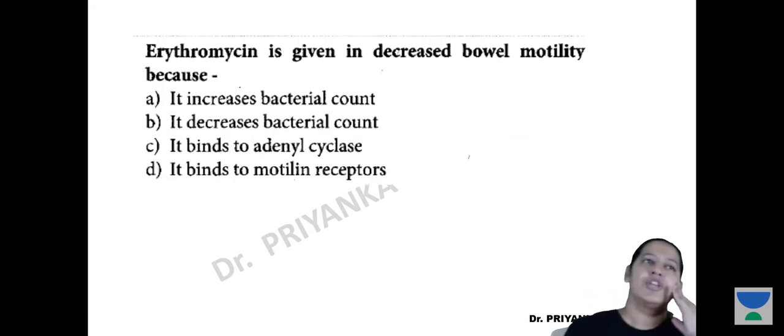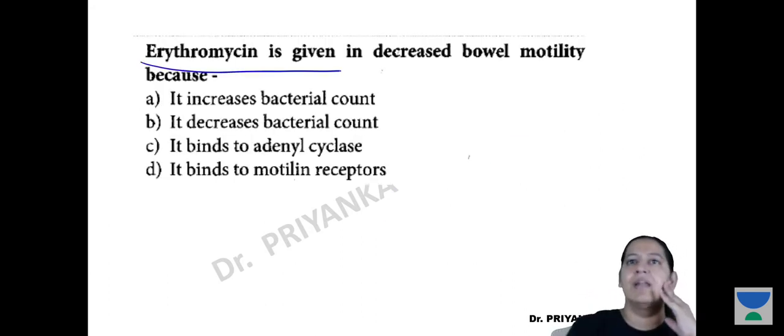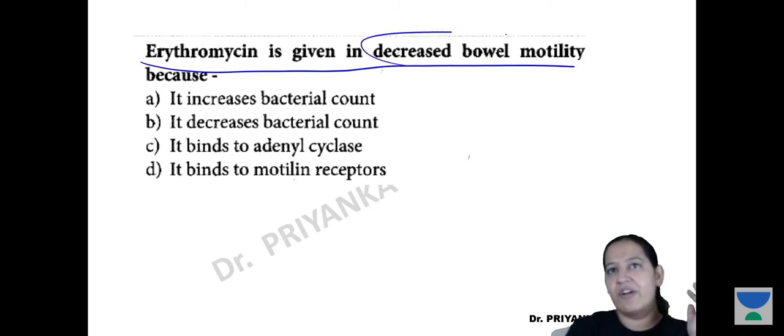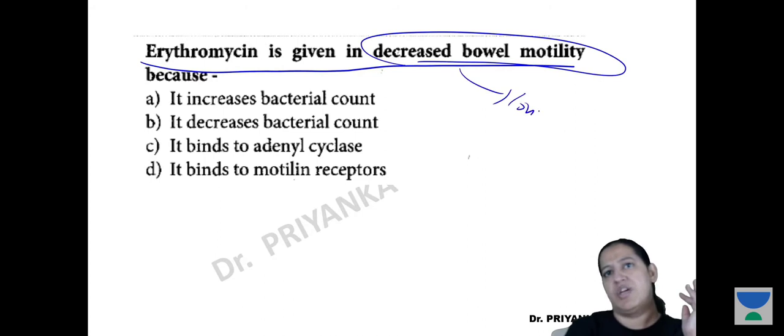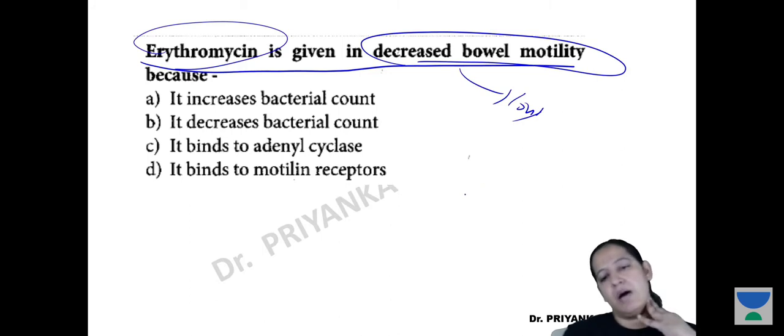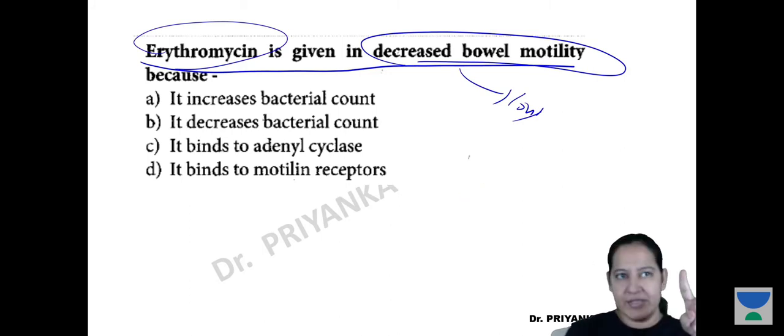This is the next question in front of you. Erythromycin is given in decreased bowel motility. If some person is having decreased bowel motility, that is constipation, we can give erythromycin to them. Why? How will it help in constipation, or in decreased bowel motility? It increases bacterial count, it decreases bacterial count, it binds to adenyl cyclase, or it binds to motilin receptor.